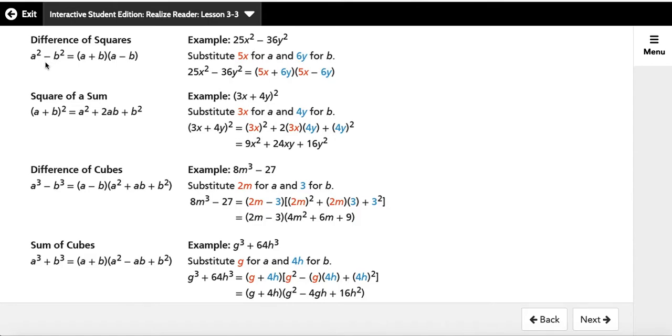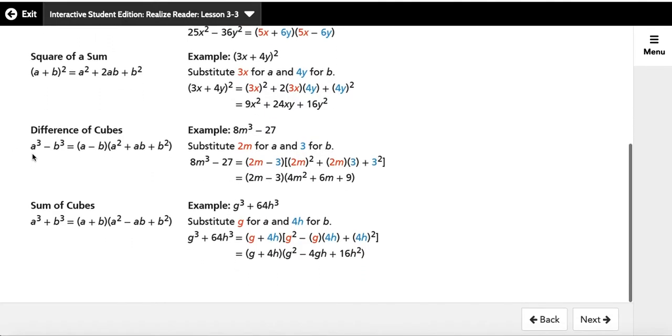The difference of squares, a squared minus b squared, can be factored into a plus b times a minus b. The square of a sum, if you have a plus b, that quantity squared, is going to equal the first thing squared plus 2 times the two terms plus the last term squared. The difference of cubes, if you have a cubed minus b cubed, factors into a minus b times a squared plus ab plus b squared.